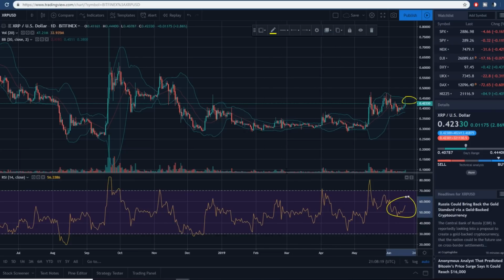But if you're long term, I'm not advising you to sell XRP when it goes above 70, because if you're long term on it, it doesn't matter what the short term price is because you believe in the fundamentals of it, and I believe in the fundamentals of XRP.